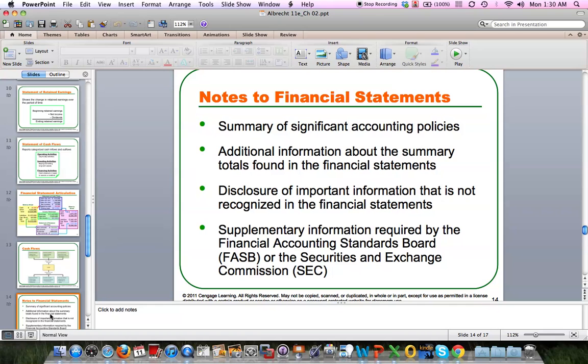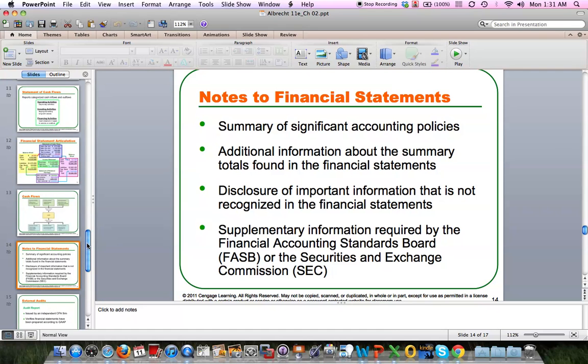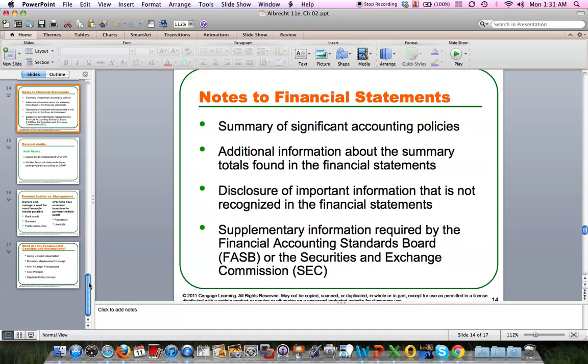So for example, if we have investments on the balance sheet, we might have a note that discloses what kind of investments we own, what makes up that specific investment number on the balance sheet. If we are a publicly traded company that has to file with the SEC, there are additional notes and disclosures that we have to provide to meet the SEC's policies. But the goal of providing notes is providing the users of financials with everything that they need to make a decision about our financial statements.